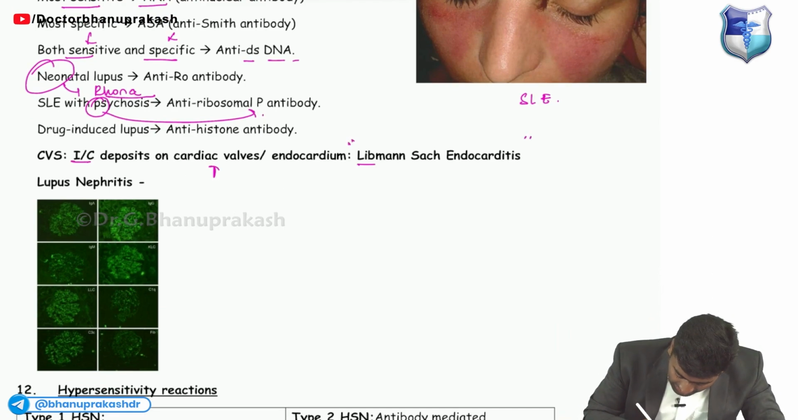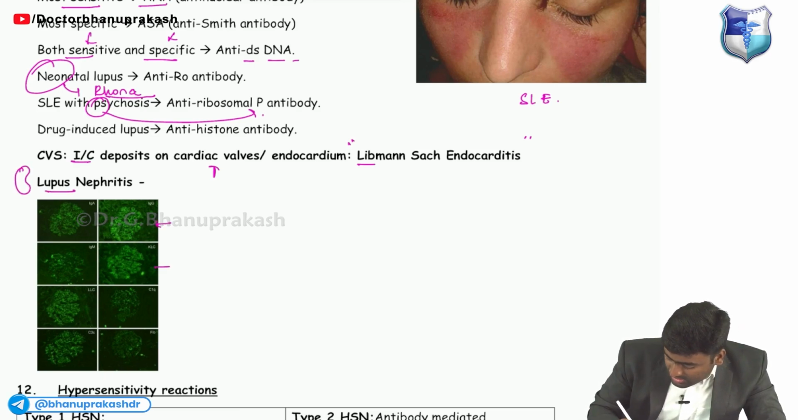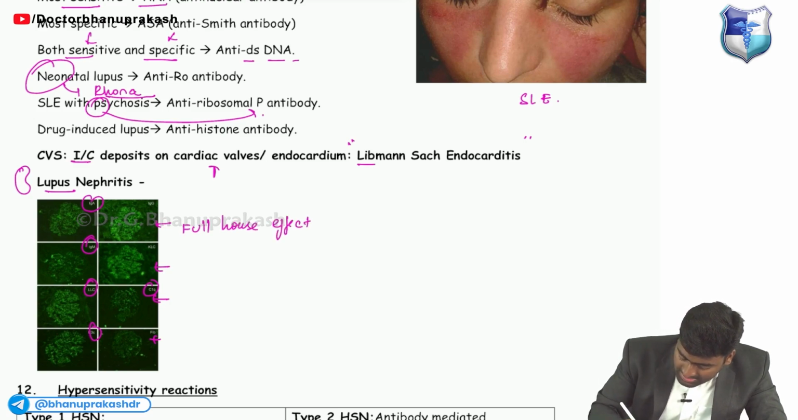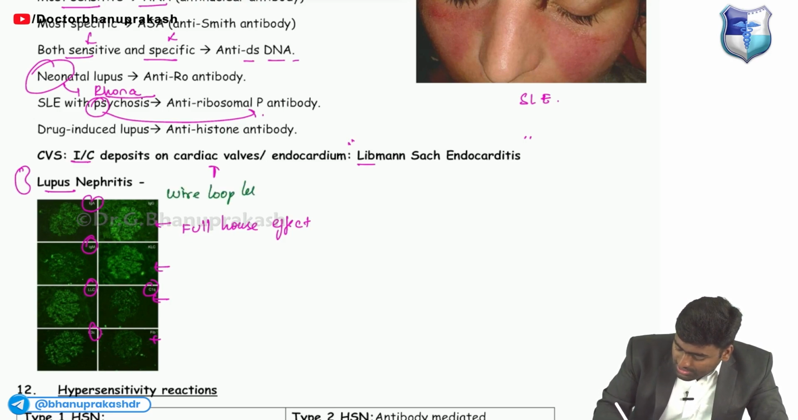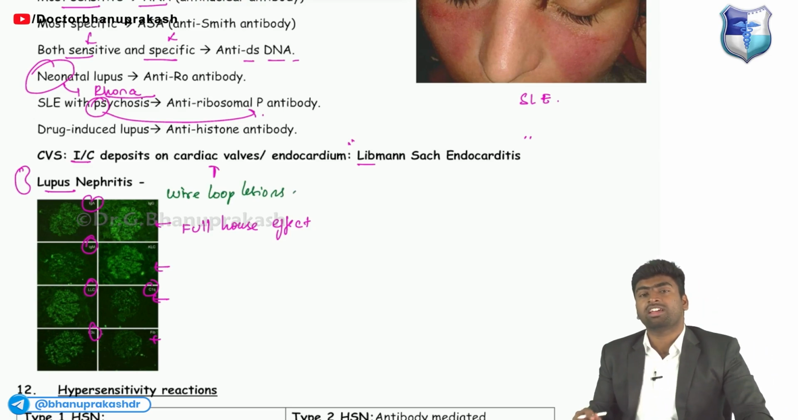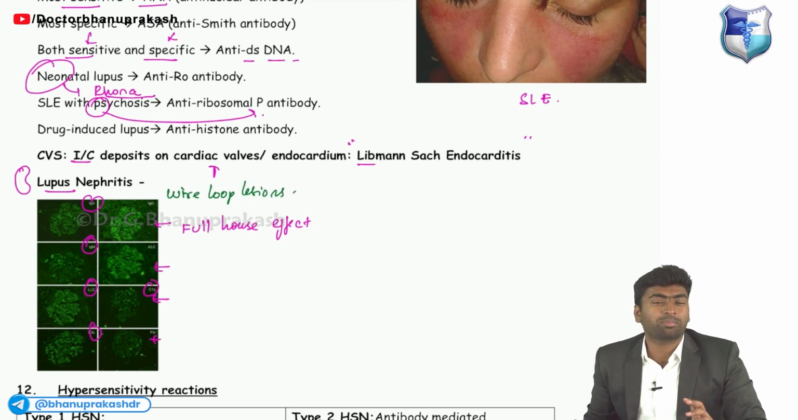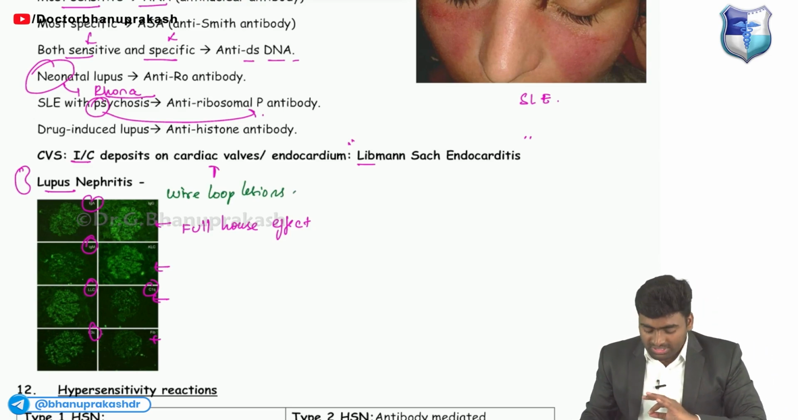And in the kidney, it will cause this type of arrangement. In immunofluorescence, you will be able to see all the antibodies present. It is known as the full house effect, which is seen in lupus nephritis. And here you will be able to see wire loop lesions. Okay, that's it, guys. That's mainly what we need to know from the pathology perspective about SLE.